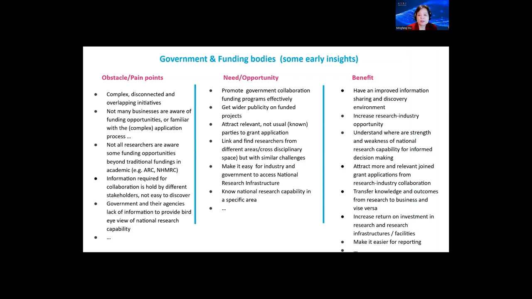For example, for government and funding bodies, they have lots of initiatives to push research and industrial collaboration. However, these initiatives are complex and held by different stakeholders. As a result, not many businesses or researchers are fully aware of those funding opportunities. And because research capability information is held by different stakeholders, the government and their agencies don't have the information to have a bird's eye view of the national research capability.